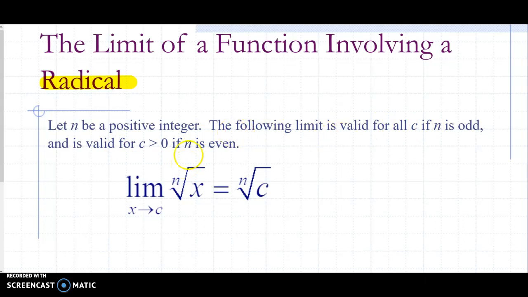So what this is saying, these conditions, is that if we have an odd root, we can always use direct substitution. However, if we have an even root, we can use direct substitution as long as we aren't getting an imaginary result. Okay, so that's what these conditions are there for.